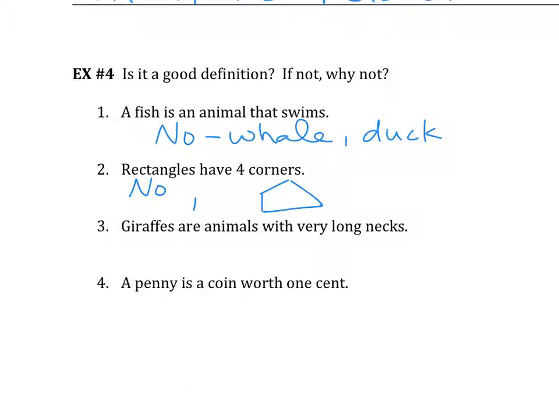That's totally fine. Number 3, giraffes are animals with very long necks. Is that a good definition? No. Why not? Oh, since lots of animals have very long necks. A lot of animals have very long necks. Here's the issue, right? Very long. That is not, what was the term? Precise. That is not precise, right? Very long is a relative term. So this would be no, and a counterexample could be a lamprey.